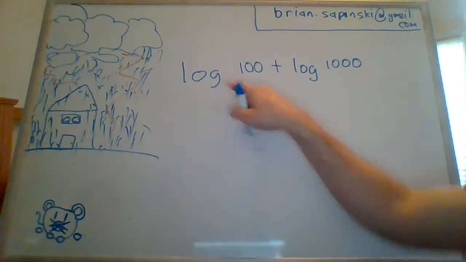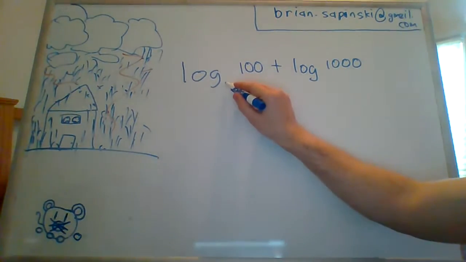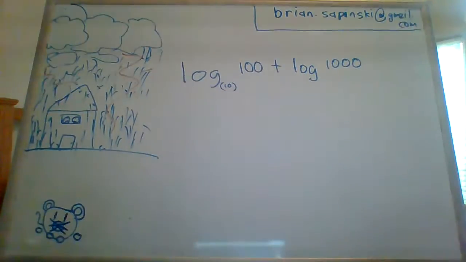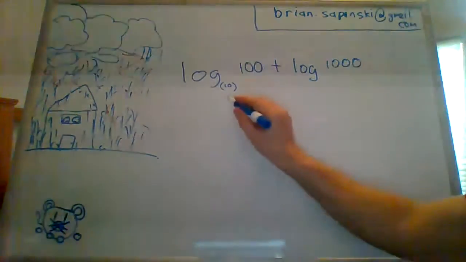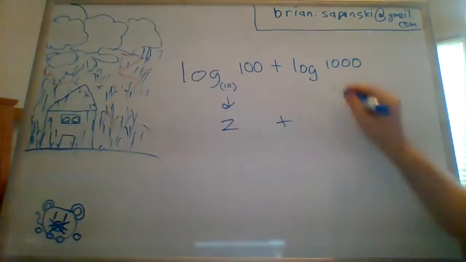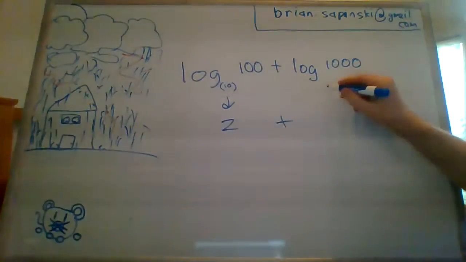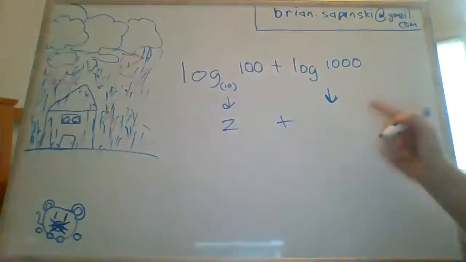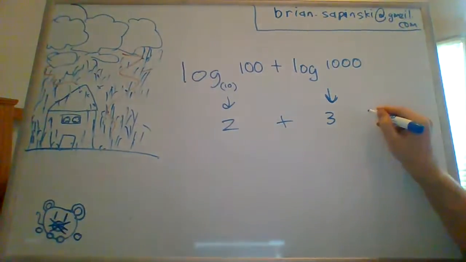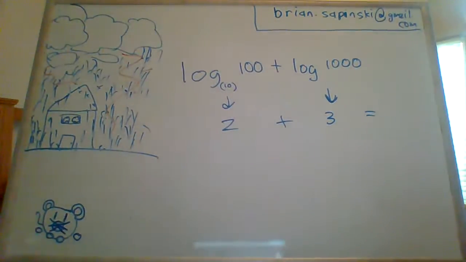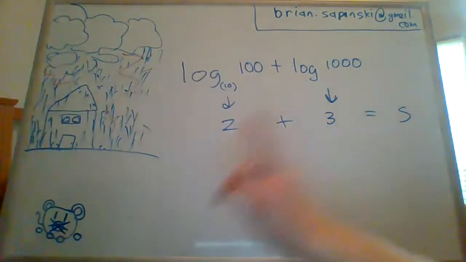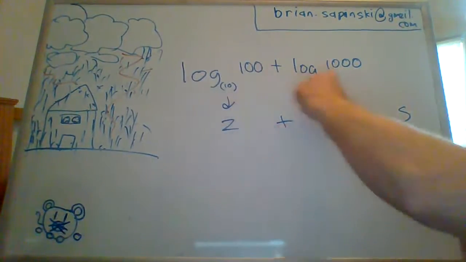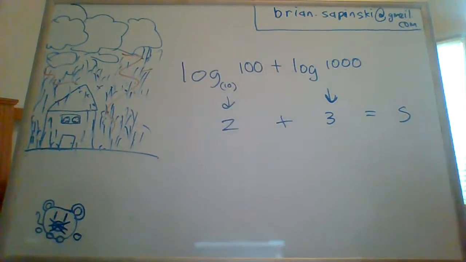Okay, log of 100, Brianna. Follow me on this. When you don't see anything, that means you automatically assume a base of 10 right there. So how many 10s make 100? 2. So this would calculate to 2 plus, and then how many 10s make 1,000, like you saw a minute ago? 3. So you calculate each log, and in the end, what is 2 plus 3? 5. Now, what if I told you that there's a way to rewrite this sentence before you calculate it that would give you the same answer?